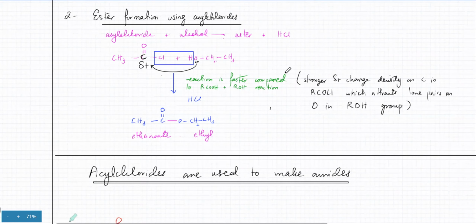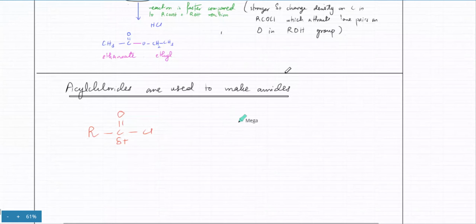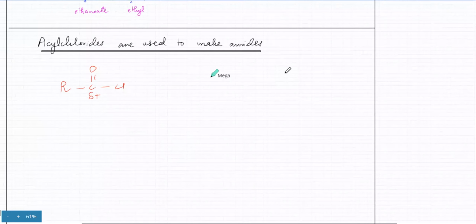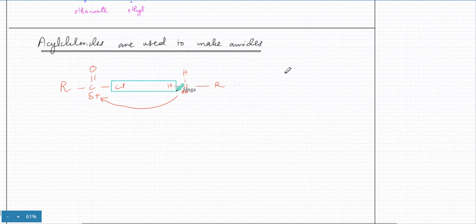which is C double bond O and Cl, again, there's a very strong positive charge on this carbon atom. On the other side, if you have an amine, you have an NH2 group with its lone pairs. The lone pairs on N are going to be very strongly attracted to the positive carbon atom. And the H and the Cl would get knocked out from the middle. So this is what's going to happen.